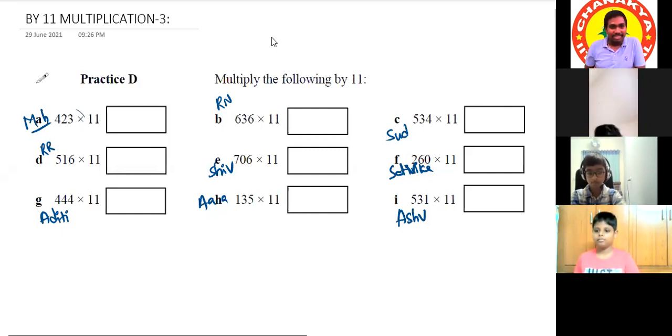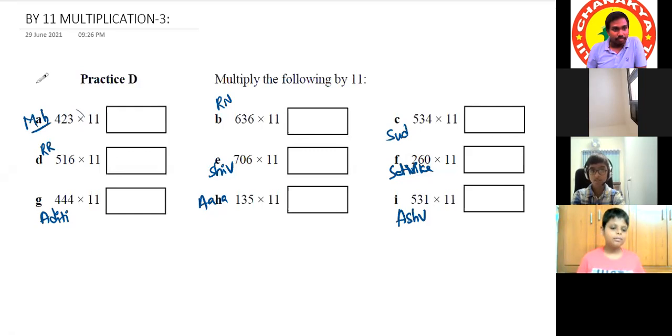Okay. We'll start our solutions with Mahavir. Yes, sir. Sir, the number is 423 multiplied by 11. So we'll take 4 as it is. Then 4 plus 2 is equal to 6. 2 plus 3 it will be 5. And 3 as it is. So it will be 4,653. Sir, it's not 5, 3, sir, it's 3. Okay.